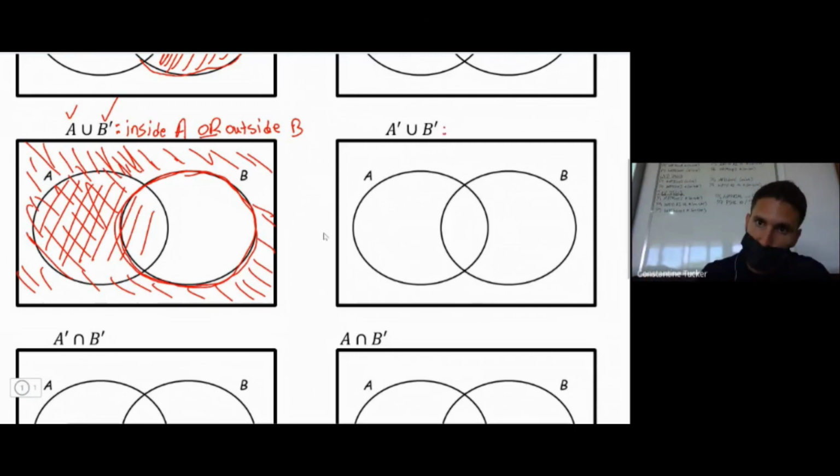A dash union B dash. This means outside A. The union means or, and then B dash would be outside B, right?